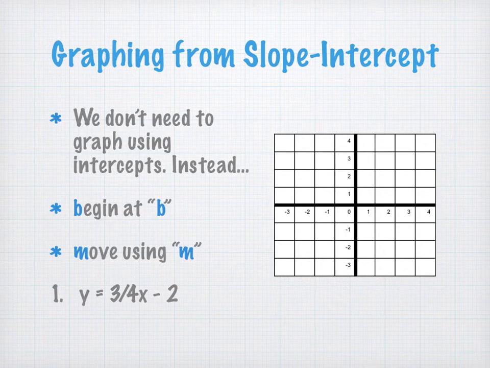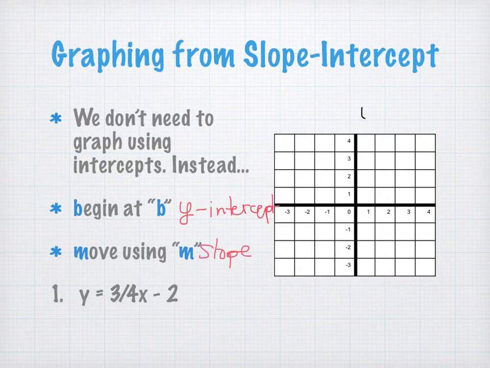Well, we don't have to do that every time, especially when our equation's written in slope-intercept form. Instead, we can use our slope and our y-intercept to graph our line. So keep in mind, we're going to begin at the b value, and we're going to move using m, our slope. So b is our y-intercept, and m is our slope.